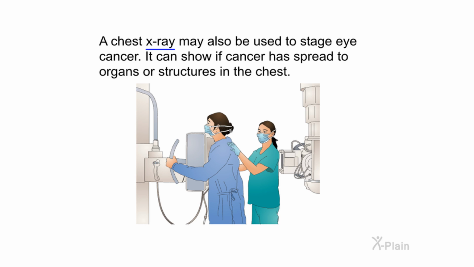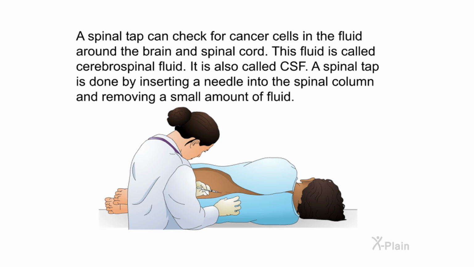A chest X-ray may also be used to stage eye cancer. It can show if cancer has spread to organs or structures in the chest. A spinal tap can check for cancer cells in the fluid around the brain and spinal cord. This fluid is called cerebrospinal fluid. It is also called CSF. A spinal tap is done by inserting a needle into the spinal column and removing a small amount of fluid.